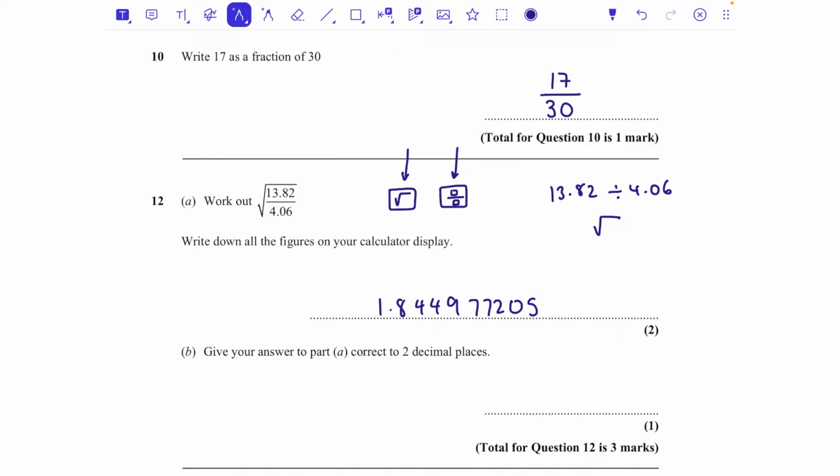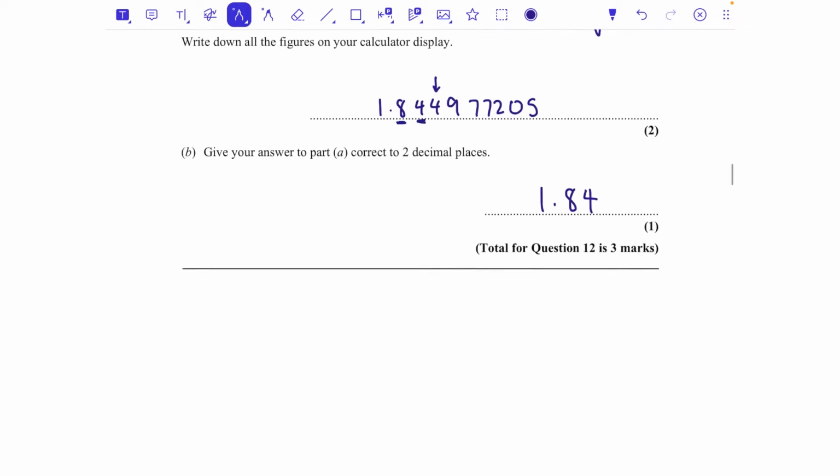Okay, part B, give your answer to 2 decimal places. This is your first decimal place, the first number after the decimal point. This is your second. We check the next number, and because it's a 4, it rounds down. 5 and above, you round up. 4 and below, we round down. So that's just going to be 1.84 to 2 decimal places.